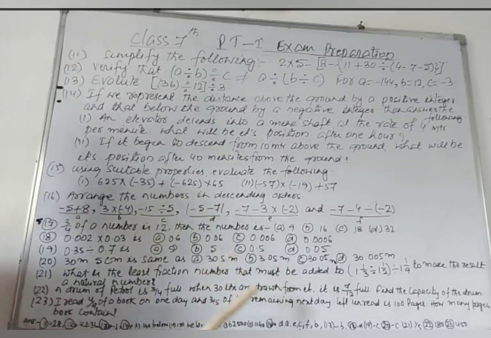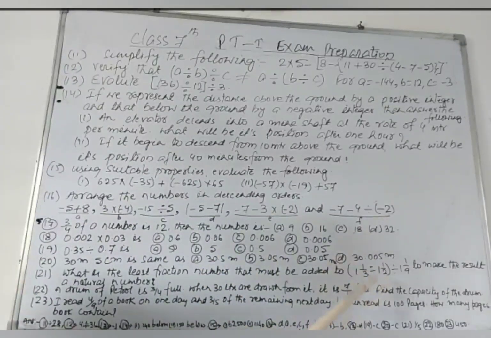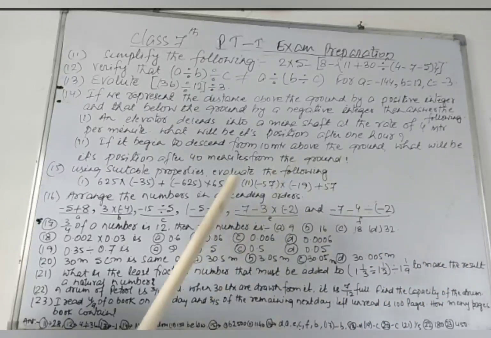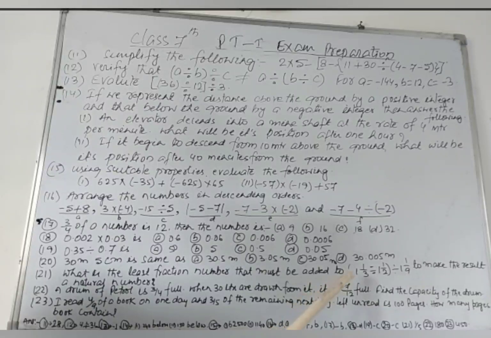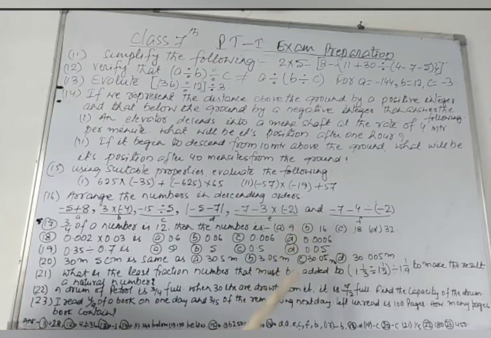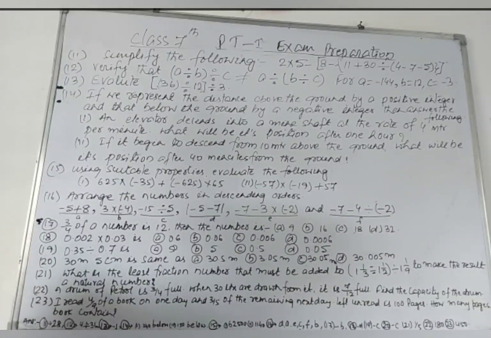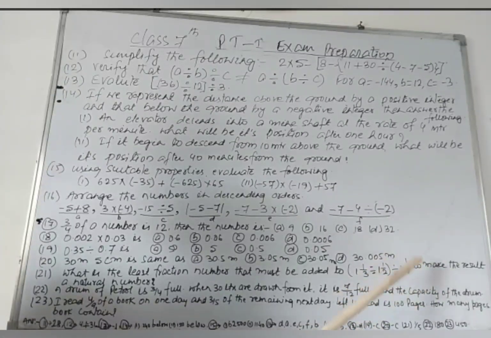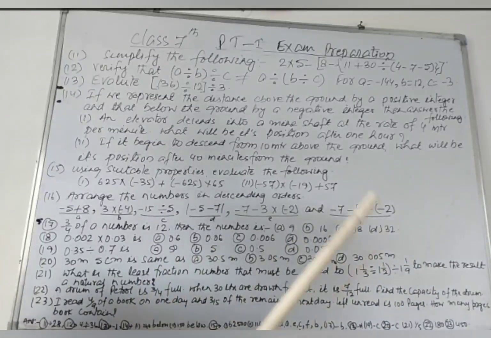What is the least fraction number that must be added to the given number to make the result a natural number? Okay, least. Solve this, get the answer, and any number which can be added, and that should be a natural number. Natural number means counting number, not something by something. This is 1, 2, 3, 4, 5. The answer should be like this. So in the answer of that, you have to add something so that it should not be a something by something with a denominator. It should be a counting number.